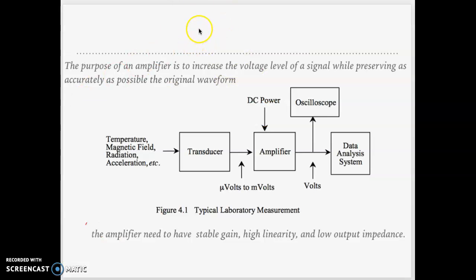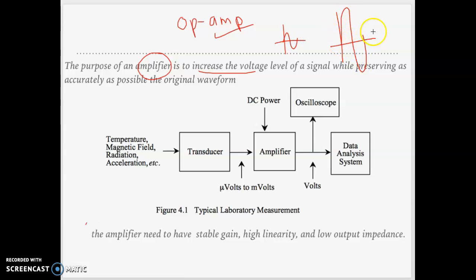Okay, when we are talking about op-amp, O-P-A-M-P, it's actually an amplifier. So what is the purpose of an amplifier? To increase the voltage without changing the shape. It means if your input is a sine wave, your output will only change the amplitude without changing it to another wave. The shape will remain, but it only increases the amplitude.